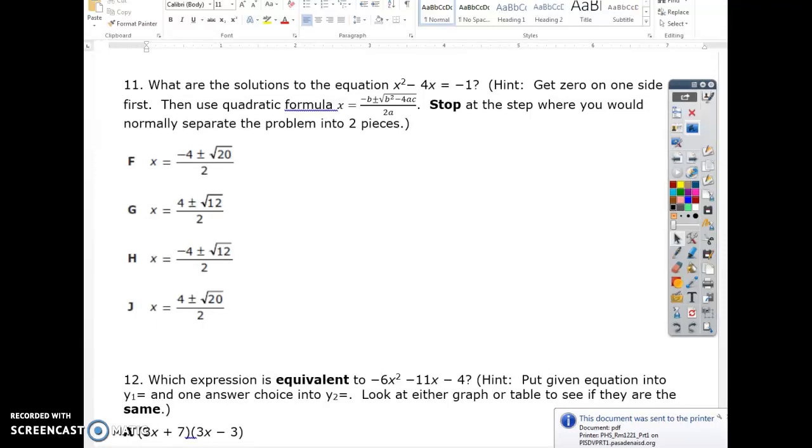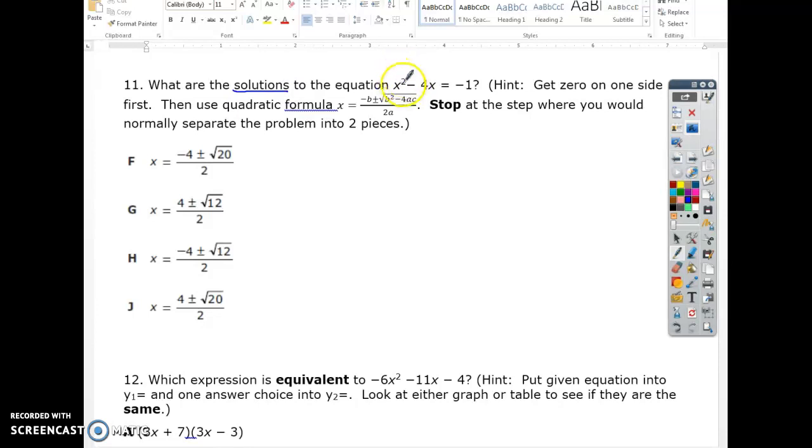Okay, in this worksheet, you should be able to do all of the problems by yourself since we've been doing it all week. I am going to help you with problem 11 and problem 12, just because they're a little bit different. Problem number 11 is asking for solutions.